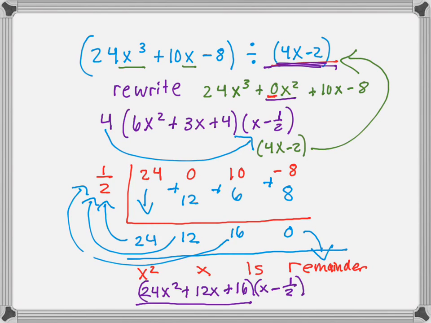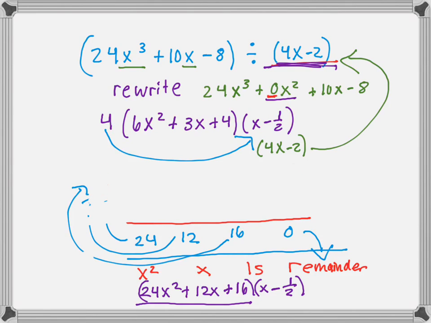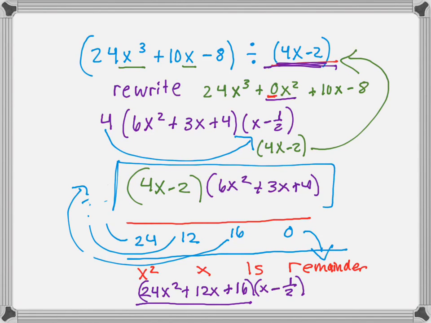So now we can rewrite some of this, and we can say that this final answer is 4x minus 2 times 6x squared plus 3x plus 4. So there you have it. There's our final answer. Obviously that one was a little harder, but that's also a good reminder that we always need to put in an extra place if we don't have a certain term, and also that we need to make sure that we're ending up with our original value.